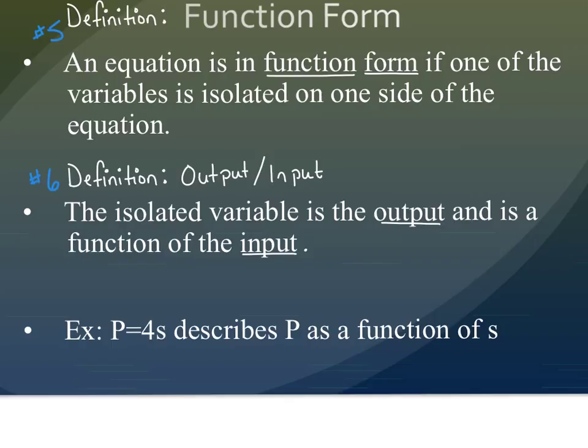I have two definitions here. We have the function form. An equation is in function form if one of the variables is isolated on one side of the equation. That's a function form when one variable is isolated. The second definition, output, input. Okay, that's really two definitions, but I combine them. The isolated variable is the output and is a function of the input. So it's related to this function form.